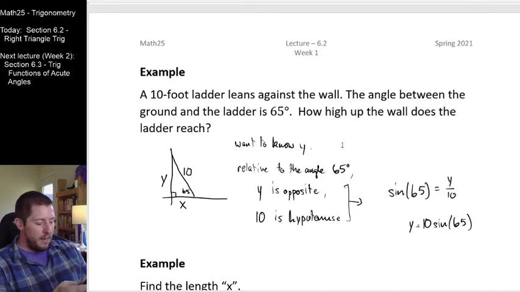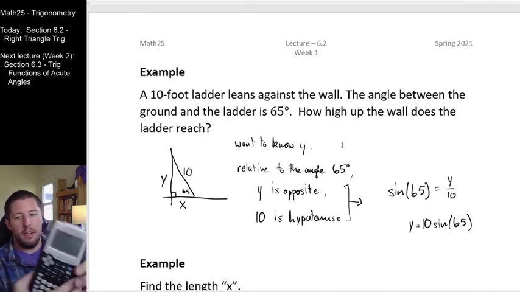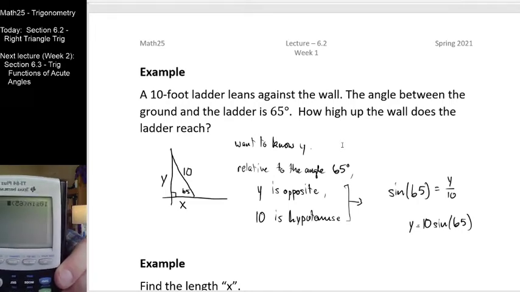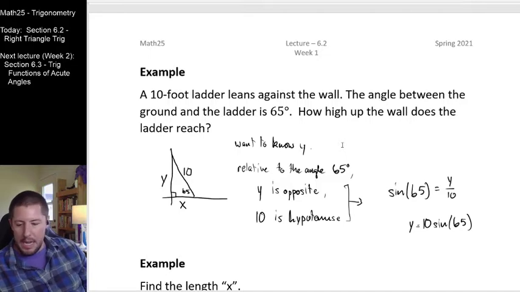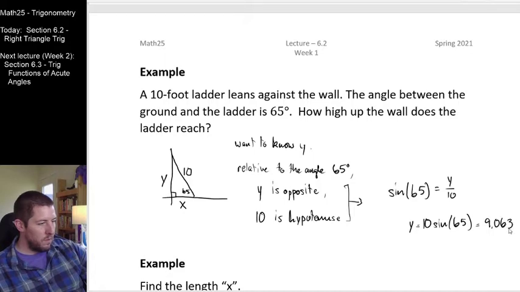So I'm going to do 10 times the sine of 65 in my calculator. So it's just typed as 10 sine 65, and I can go ahead and hit enter, and it's telling me 9.063. So it seems like that is the number of feet up the wall that the ladder is making contact with the wall, given that it is leaning at a 65-degree angle relative to the ground right there.